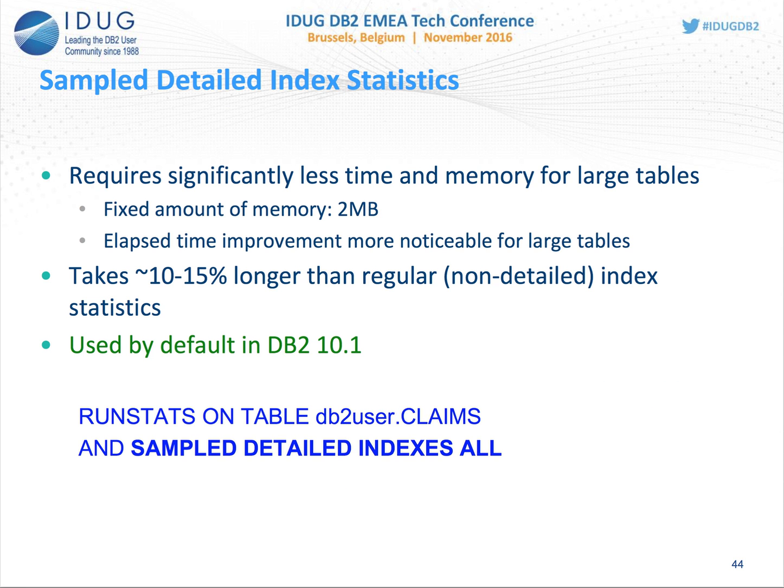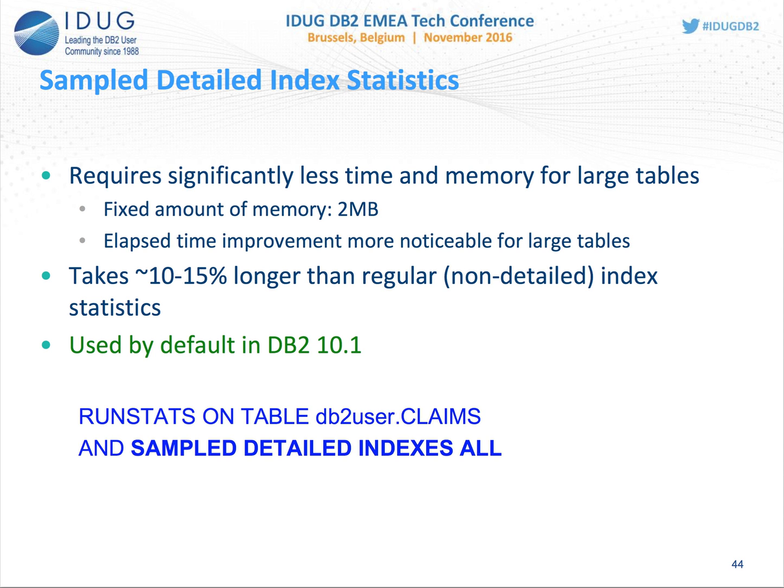So back in version 7, this sampled option was added for detailed stats, and now we've made that the default as of 10.1. So if you just say run stats on table and collect detailed index stats, it'll do the sampling automatically. It's a different kind of sampling than what I mentioned earlier, so I won't get into the subtleties about how it's different. But that type of sampling really doesn't affect the accuracy of the stats, and that's why we made it the default in 10.1.